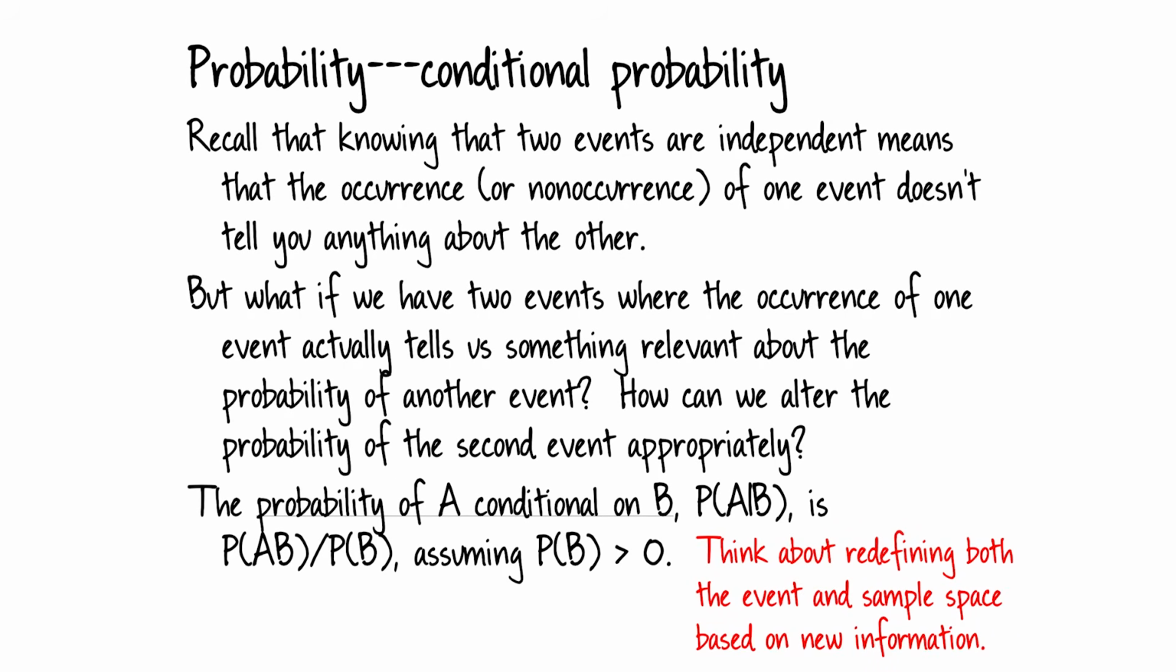So the way I think about conditional probability, and I hope this is helpful, is I think about the numerator of the conditional probability as redefining the event as only the part of the event that's now relevant given that we know B occurred. And then I think about the denominator as redefining the sample space as only considering the part of the sample space that's now relevant given that we know B occurred. So it might actually be useful for me to draw a Venn diagram to illustrate this.